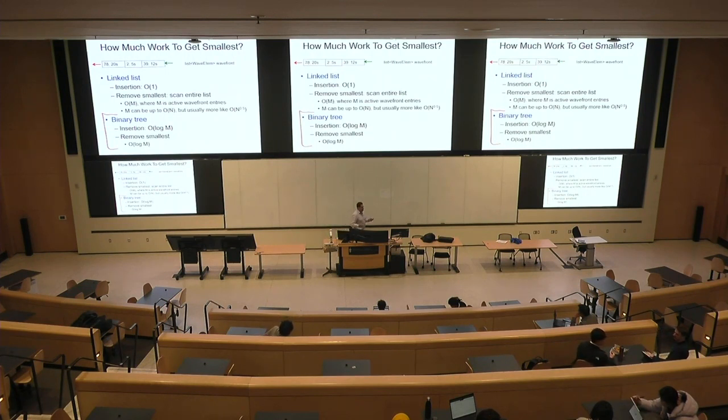A binary search tree, these are both logarithmic in the number of nodes in the tree. So we're calling the number of items in the wavefront m, so basically it's log m to insert things and it's log m to remove the smallest item. So a binary search tree is a good choice. Where the linked list insertion was really fast, but finding the smallest was really slow. And the sum of them is much worse than what we get for a binary search tree.